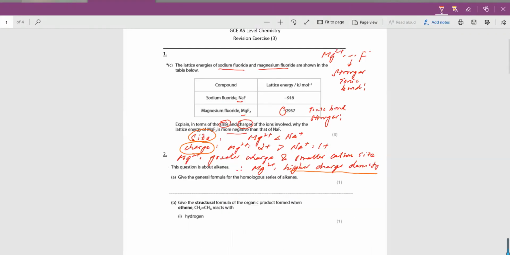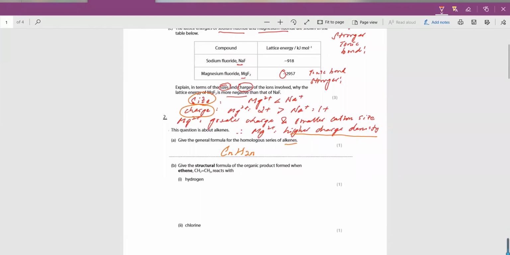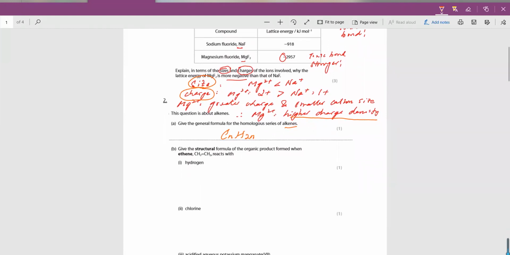Next, give the general form of alkene. This worksheet is quite easy. It's just for doing revision and letting you remember the basic information. So nothing is challenging in this worksheet.